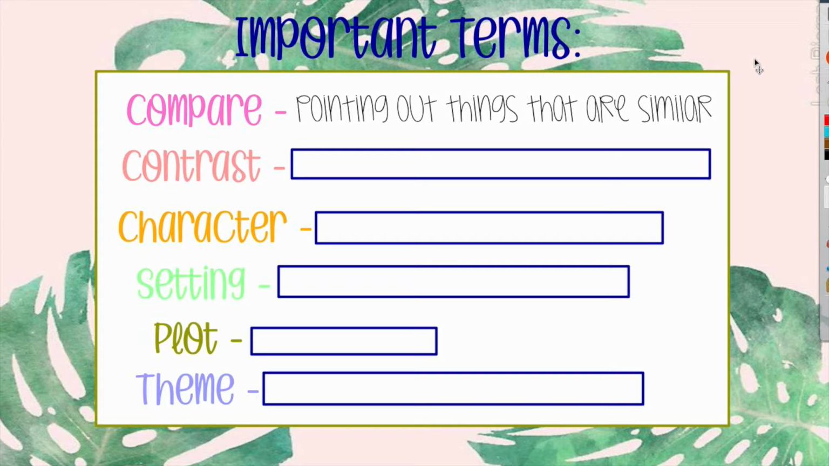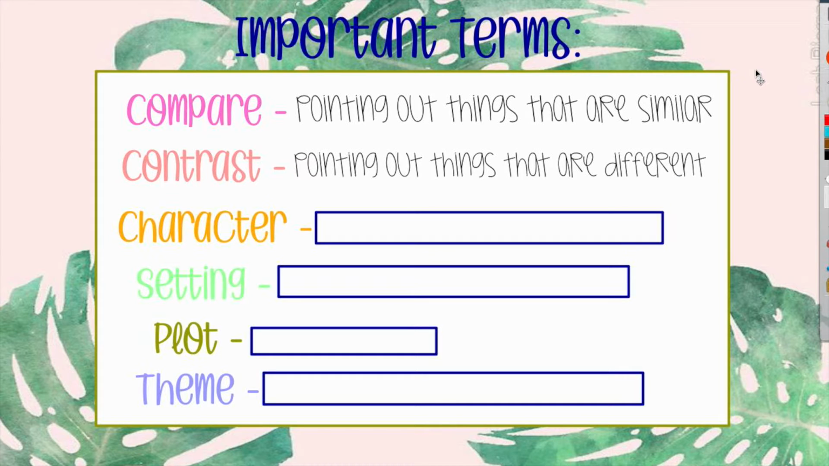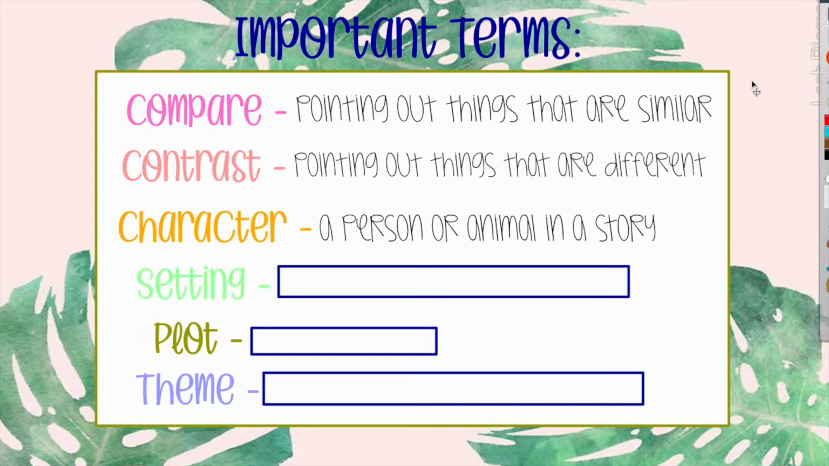The second word that I want us to understand is the word contrast. Whenever you are contrasting something, you are pointing out the things that are different. Same thing, when we're reading our stories today, we need to see how they're not only the same, but how they also differ. Next is the word character. A character is a person or an animal that's in the story.